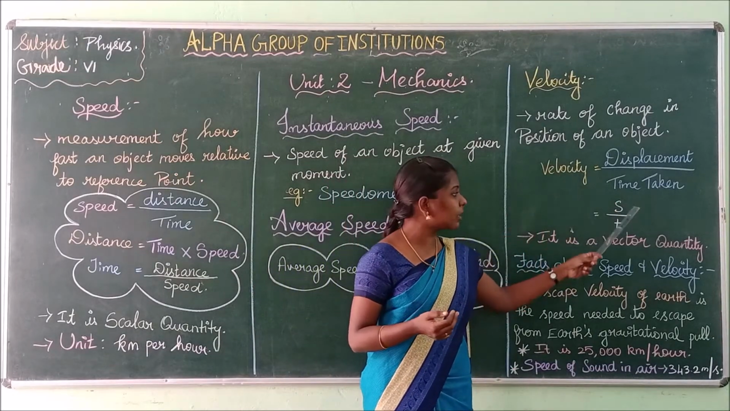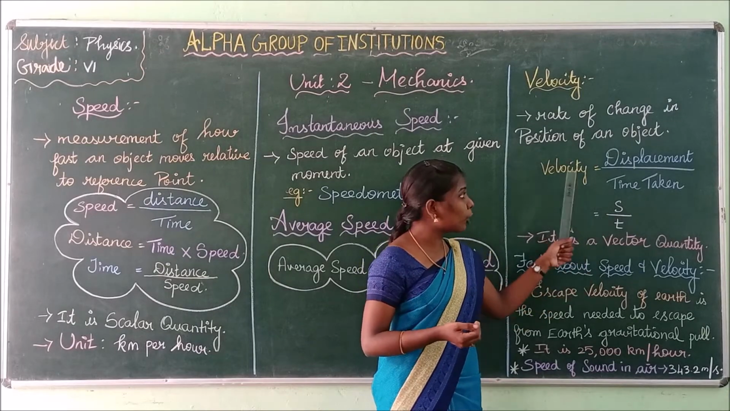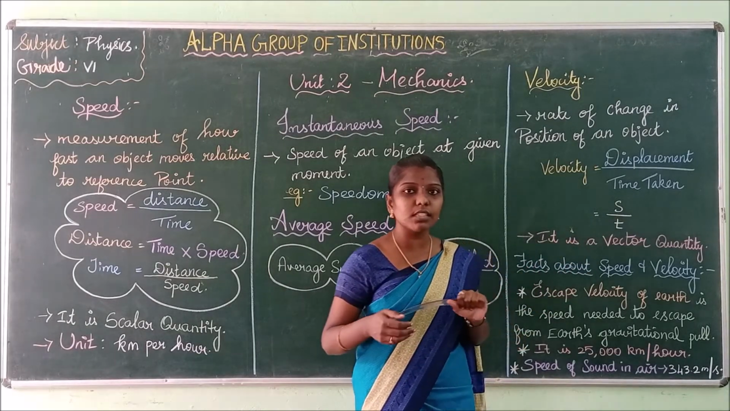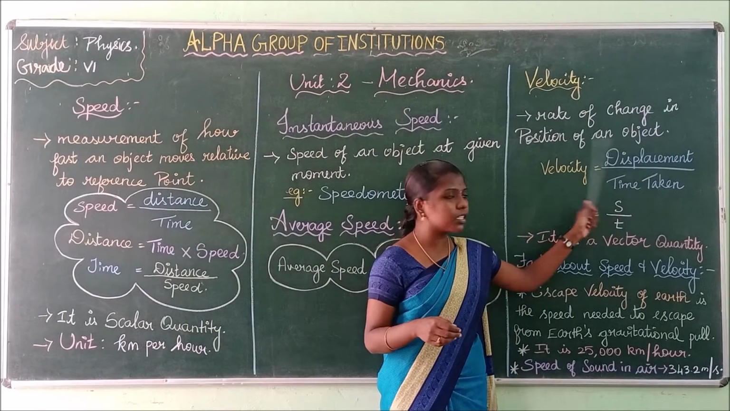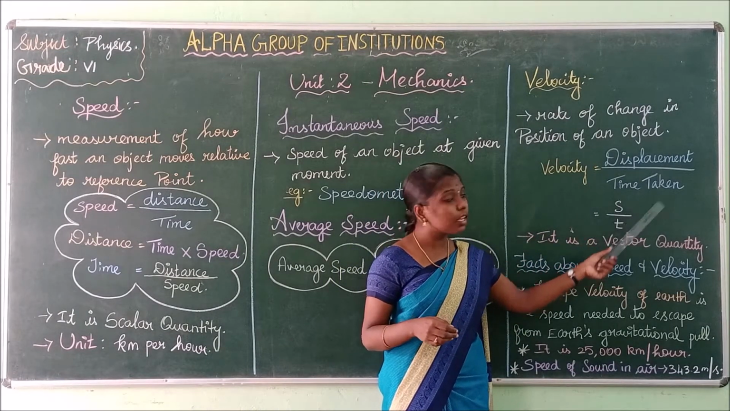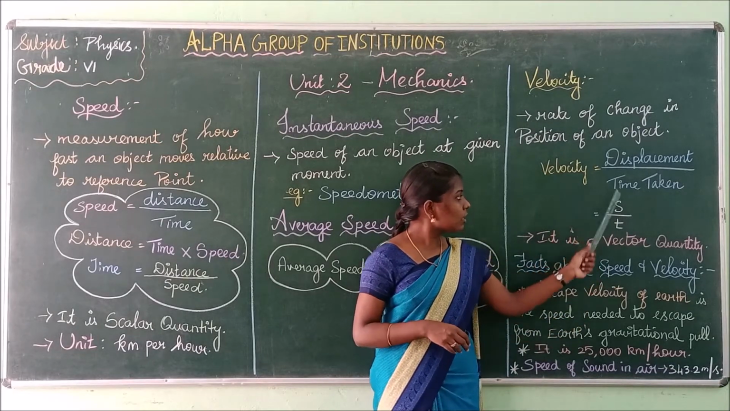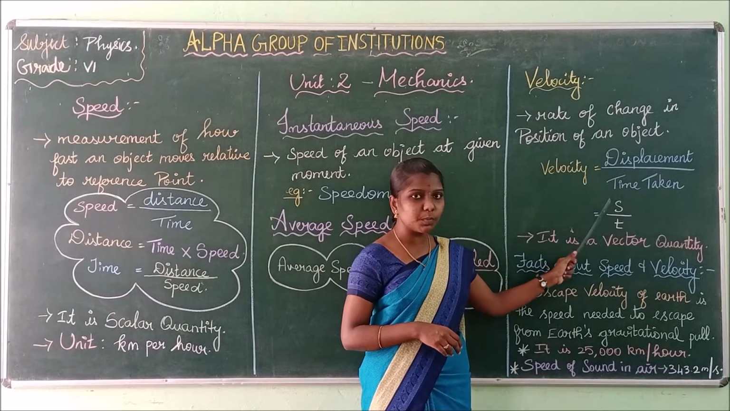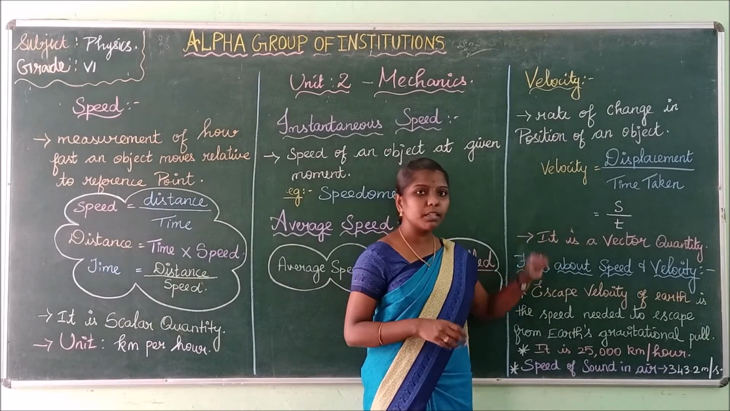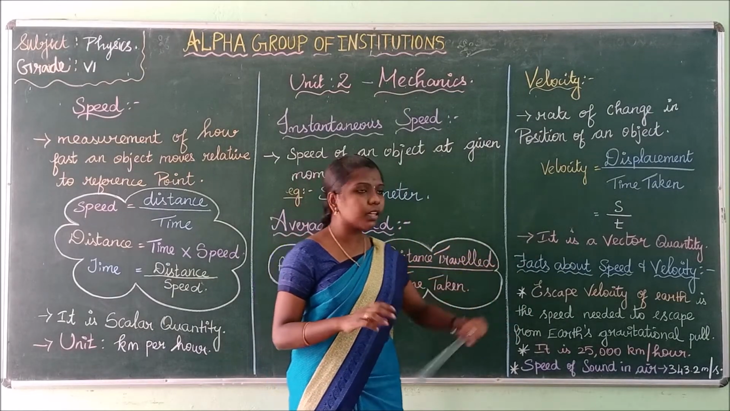Displacement is represented by the letter S and time taken is represented by T. So velocity is equal to S by T. S is your displacement, T is your time taken. Is it clear? Yes. Velocity is a vector quantity.